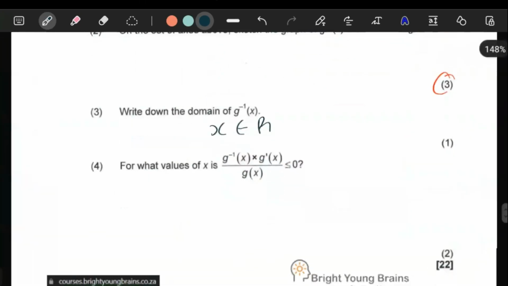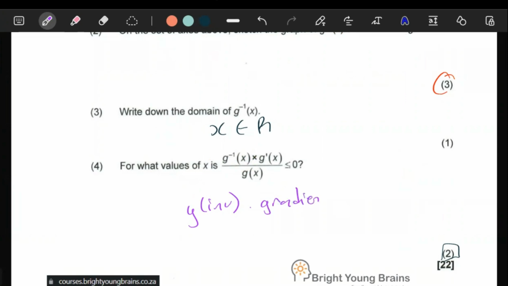It says for what values of x is this expression smaller or equal to 0? This is quite an interesting question, because as you can see, it's a 2-mark question, so you don't have to overthink it at all. You just have to know the logic behind what they're talking about. Here they're talking about the y value of the inverse of G multiplied by the gradient of G, the whole thing over the y values of G.